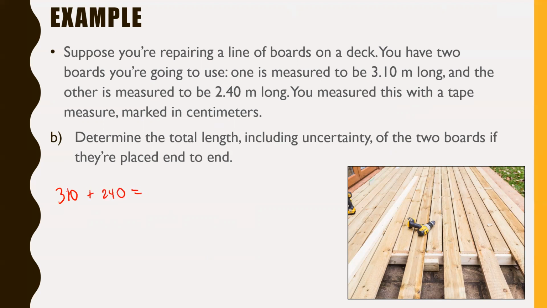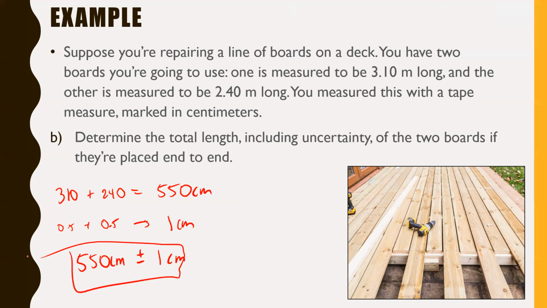Well, typically you'd think that if you add those two together, you get 550 centimeters, which is awesome. But you got to realize the uncertainty in all this as well. There's uncertainty plus or minus half a centimeter on this one, and another uncertainty of plus or minus a half a centimeter on this one. So if you add those uncertainties together, we have an uncertainty now of 1 centimeter. So our final answer will be 550 centimeters plus or minus 1 centimeter because of that new combined uncertainty.